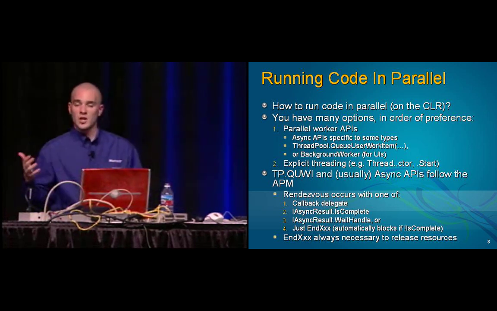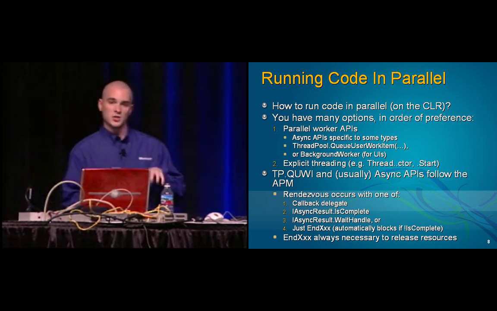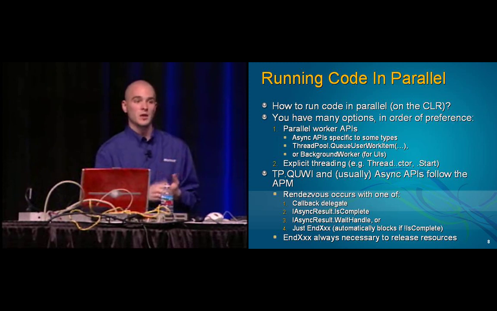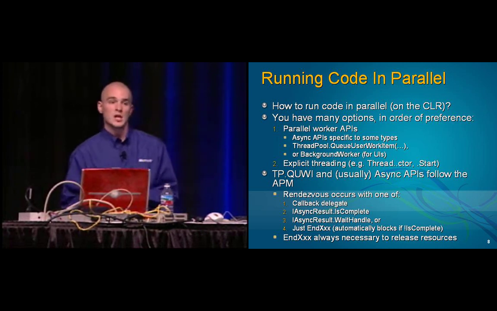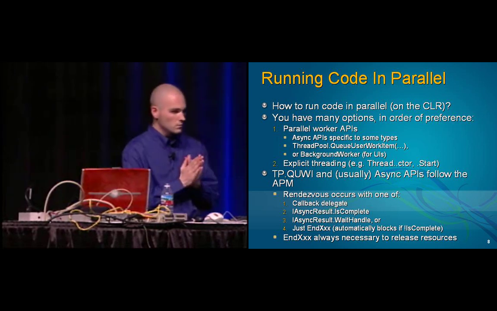There's QueueUserWorkItem, which takes a delegate and runs it on a thread pool. The thread pool manages making sure that there's the correct number of threads based on the architecture you're executing on and the amount of work that's coming in. So the workload of the thread pool is automatically taken into account when it grows or shrinks the number of threads that it uses.